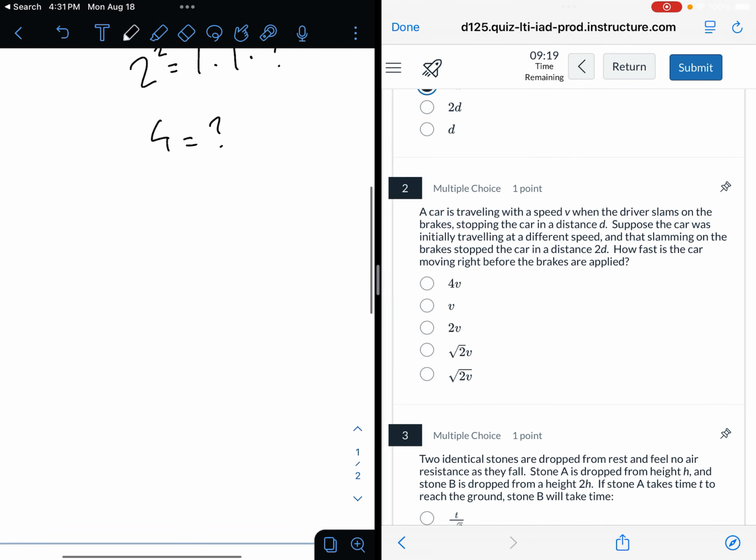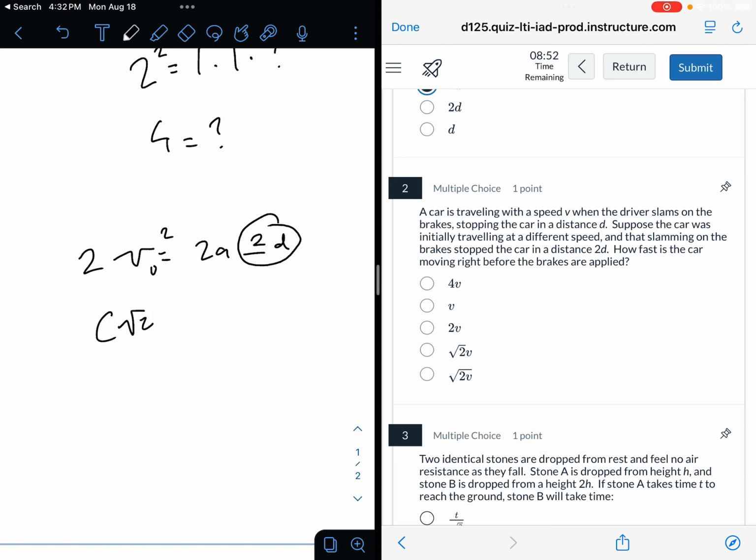A car's driving with speed v, and then the driver slams on the brake, and you can read the problem. It's really the same kind of scenario, but now what happens if the skidding distance is doubled? By what factor would the speed change? I'm increasing the right-hand side by 2, so I've got to increase the left-hand side by 2. So I would get root 2 v initial, and when I put that inside the square and square it again, I get back to here. So it would be root 2 times as much.